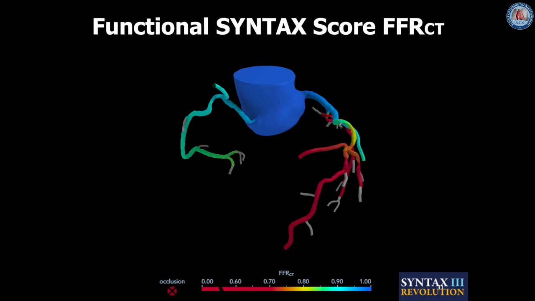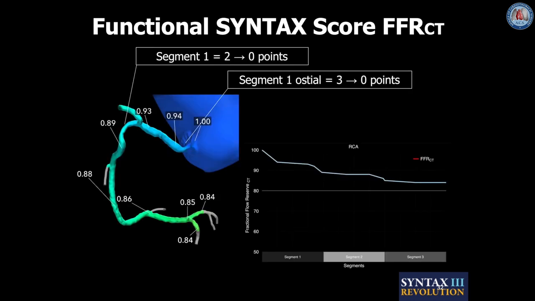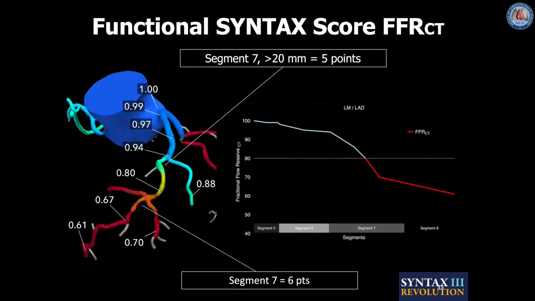You can see immediately that the LAD has an FFRCT of less than 0.8. If we go more in detail for the right, we were surprised by the fact that the FFRCT just before the bifurcation here is 0.85, non-significant. There is a small drop at the ostium, there is a small drop in the proximal part, but you remain above the level of 0.8. So we have basically to remove the right coronary artery from our anatomic assessment.